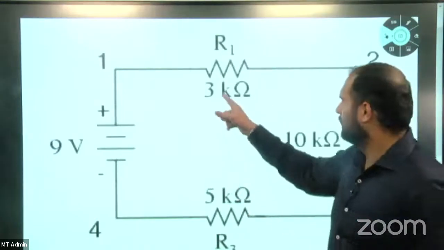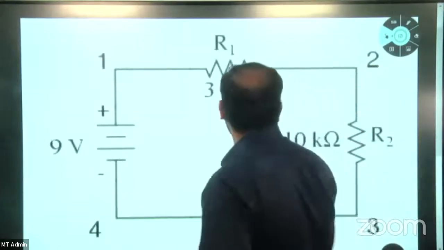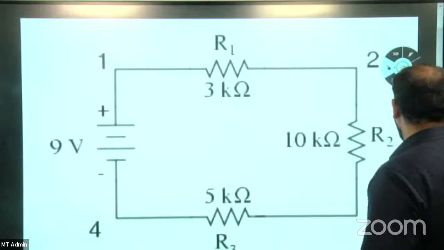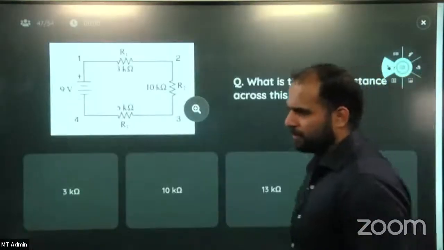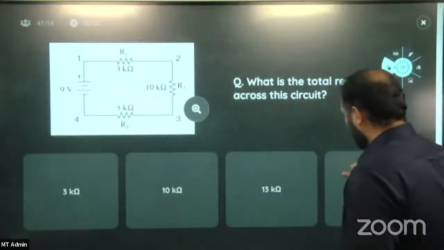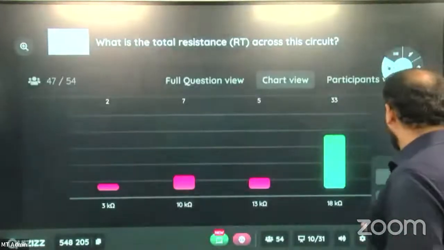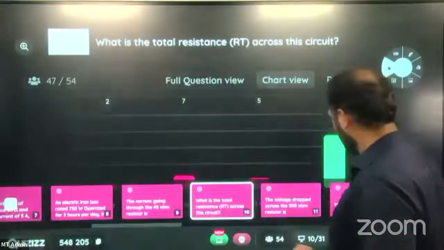Series mein, right? 3 is in series with 10, 10 is in series with 5. So basically 3 plus 10 plus 5. How much is that? Yes, 3 plus 10 plus 5 is nothing but your 18. And that is the reason option D should be the correct option. I hope this is clear, everyone. Let's move towards the next question.